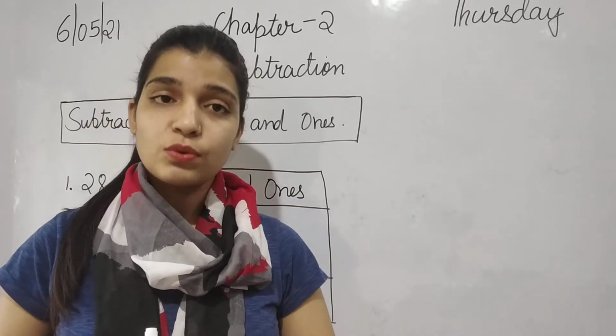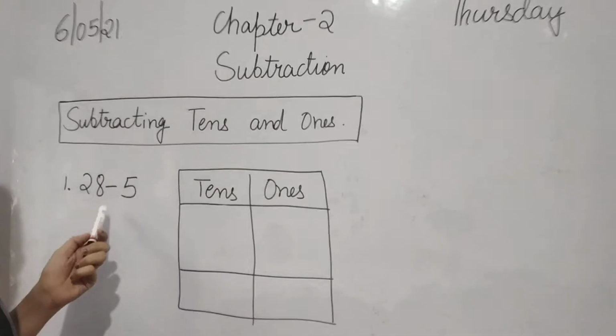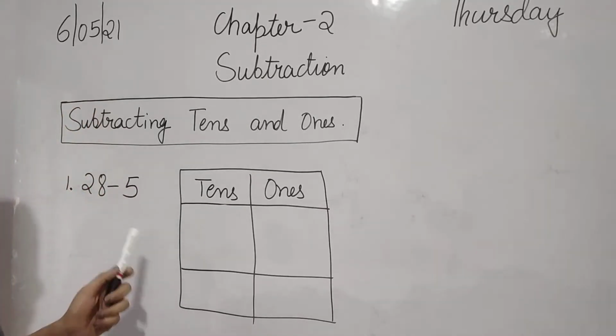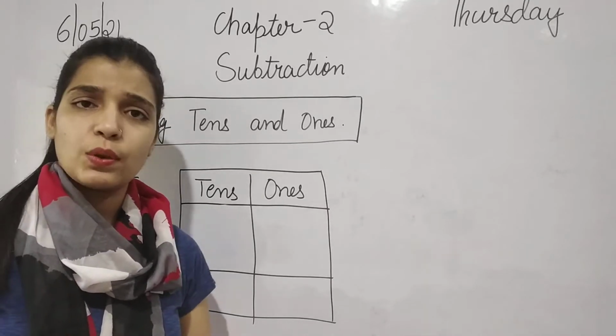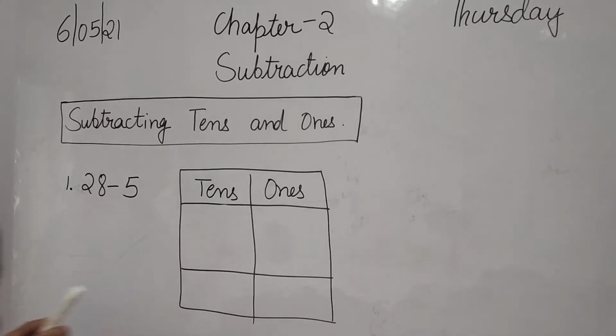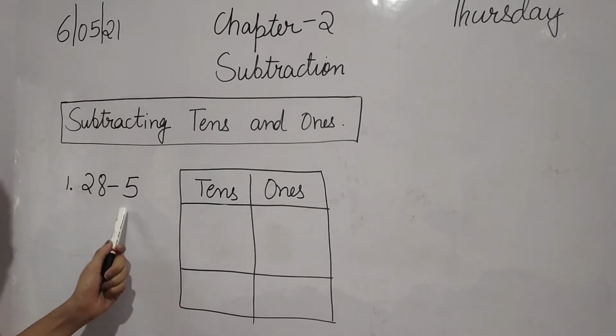So before starting story sums, we will discuss some of these types of questions, right? Yesterday also we learned these types of questions, but today we will revise 2 or 3 questions. After that we will move on. Now, let's start with question number 1. So students, 28 minus 5.